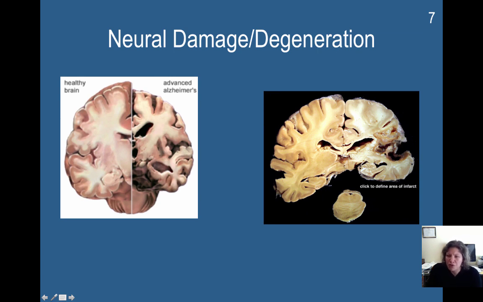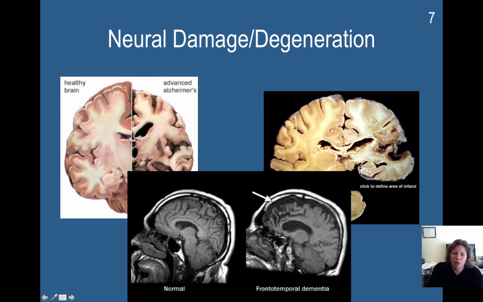But this here shows you the same person. So here's their left half, and here's their right half. The right half that they had the stroke on is really problematic, but then parts of their left half look very much normal.